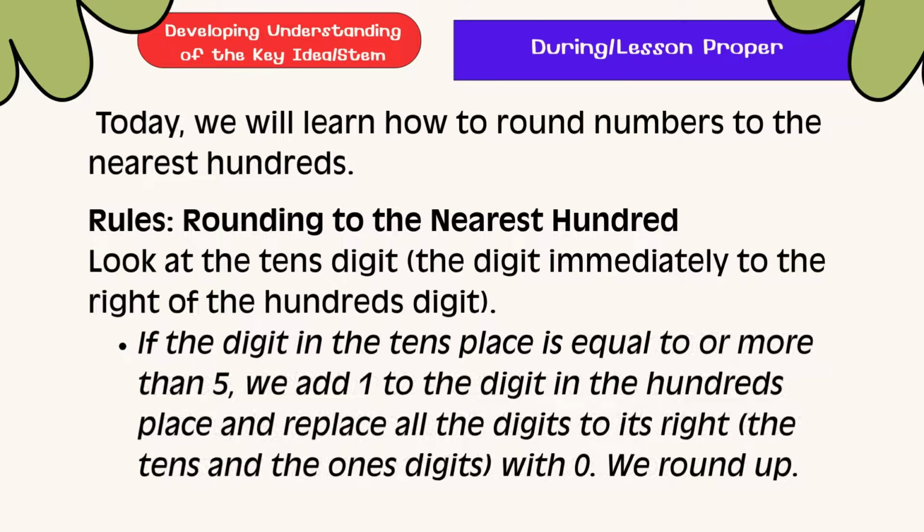Now, if the digit in the tens place is equal to or more than 5, we add 1 to the digit in the hundreds place and replace all the digits to its right, the tens and the ones digit, with 0. We round up.